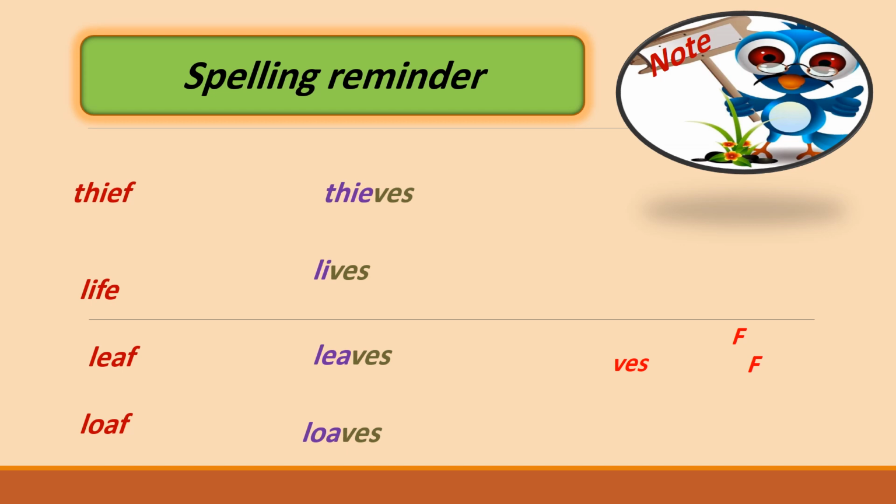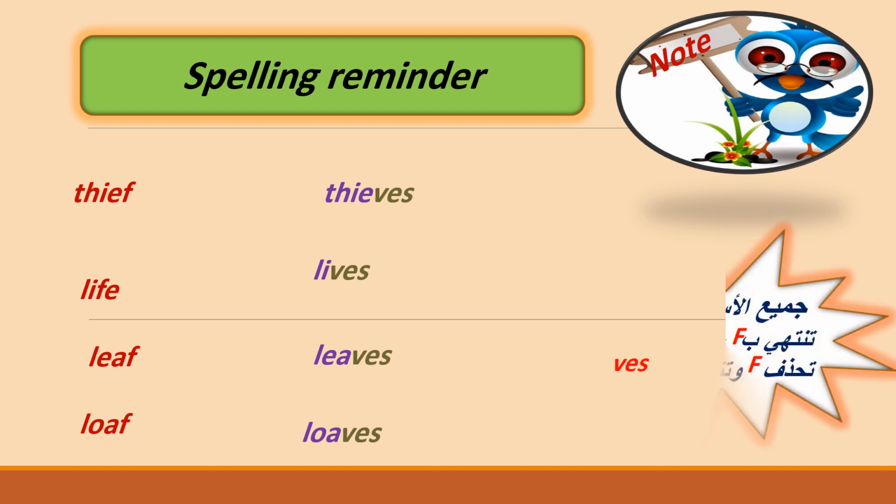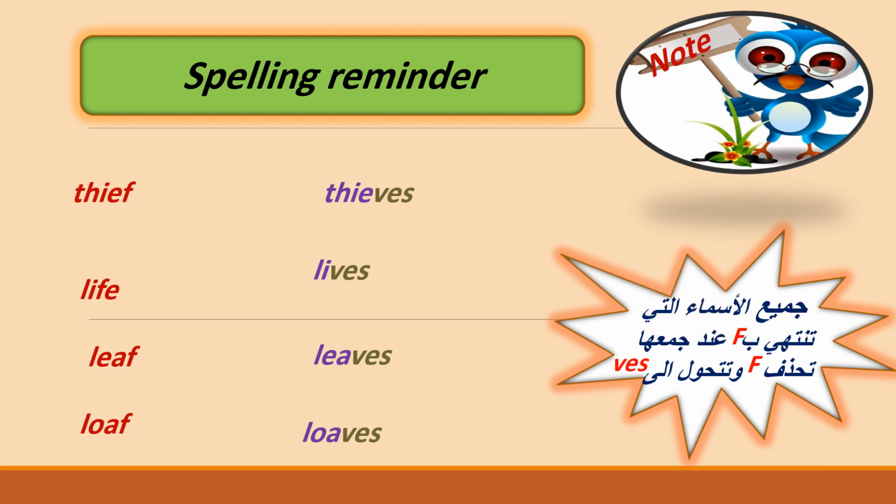So what happened? We omit the letter F and put VES in its place. This is the rule. Most singular nouns ending in F, when we make them plural, turn into VES.